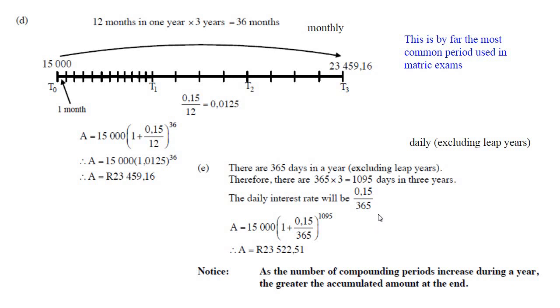What if we did it every day? Then we divide by 365, and we go 3 times 365. We put it to this big power here, and you'd get even more money. It doesn't increase so much for the amount of times that we're doing it, but it still goes up by 70 Rand there. So this effect sort of starts to tail off a little bit.